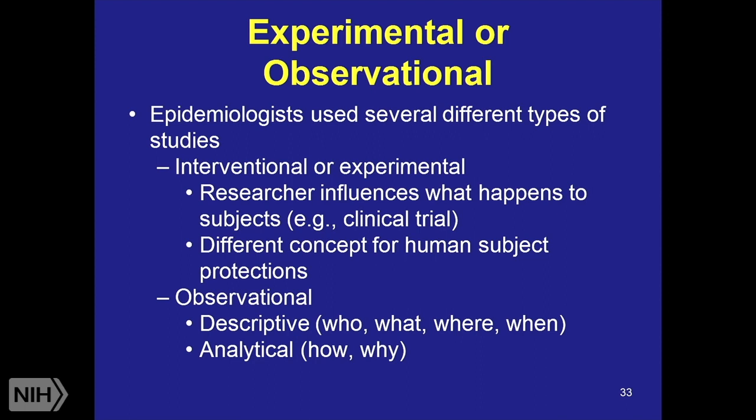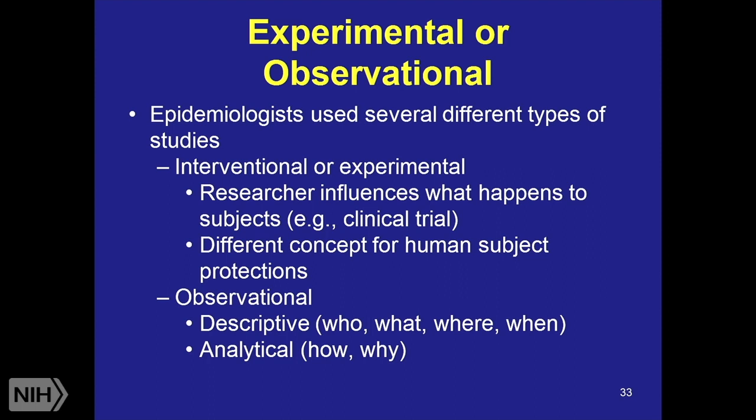Remember, the interventional or experimental studies are when the researcher influences what happens to the subjects. There's a very different concept of human subject protections there than when you do an observational study. And that is true in almost every single country. You still have human subject protections issues in observational studies. If you're in the United States, you're still going to have to go to an institutional review board or some group like that. And again, true in almost every country.